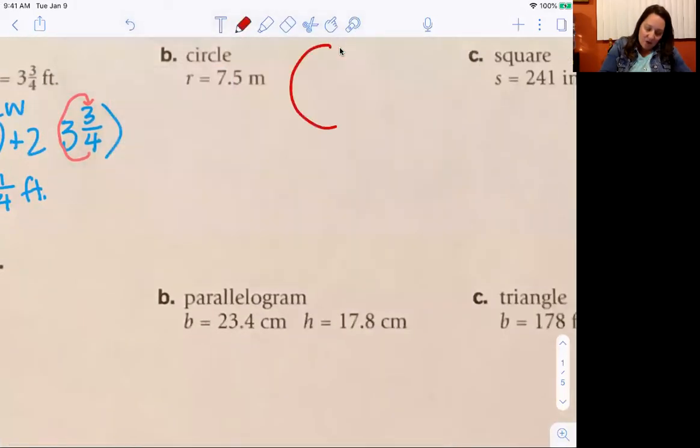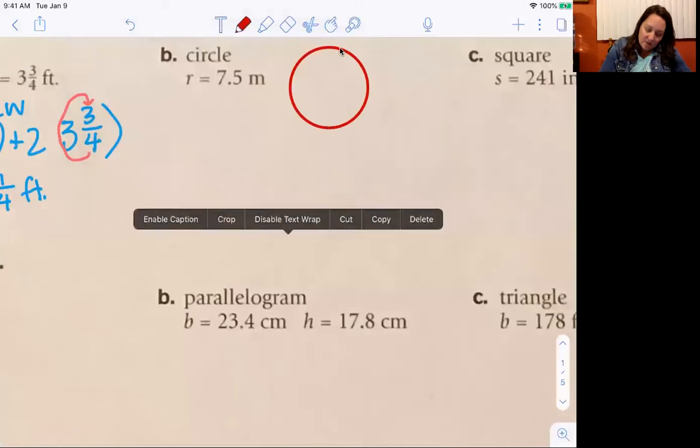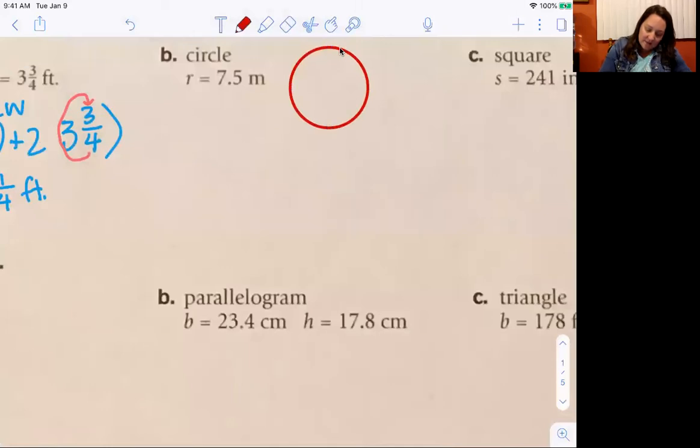We have a circle, and we're going to label it. Our radius is 7.5 meters, and we're finding the perimeter. How do we find the perimeter of a circle? Circumference. We're going to use circumference, right?